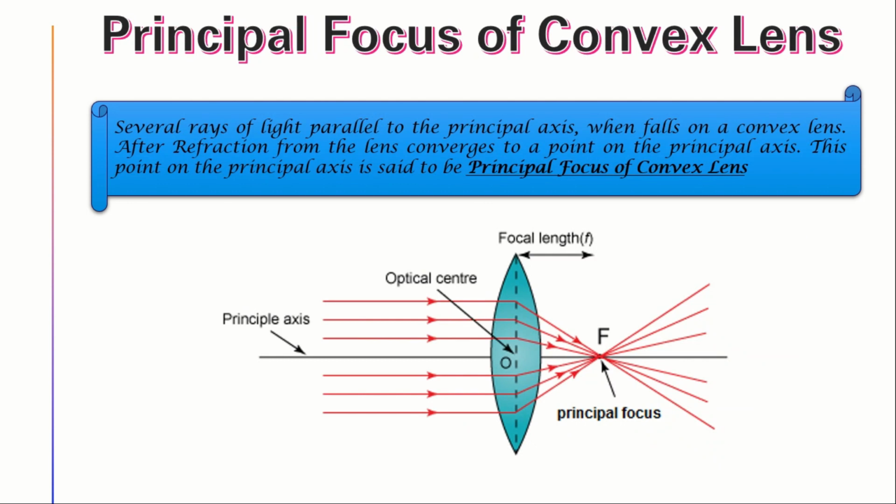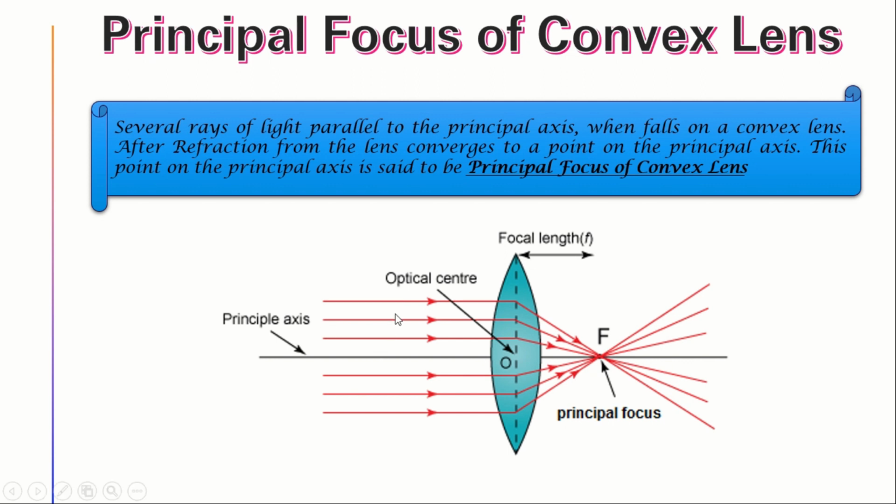Principal focus of a convex lens. The principal focus just varies in convex and concave lens. Several rays of light parallel to the principal axis, when they fall on a convex lens, after refraction from the lens converge to a point on the principal axis. So this point on the principal axis is said to be the principal focus of a convex lens.